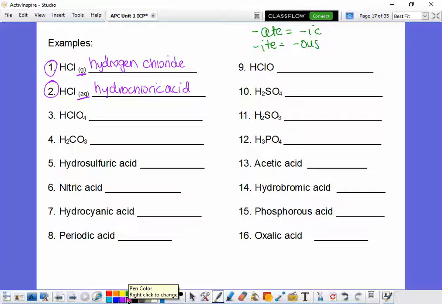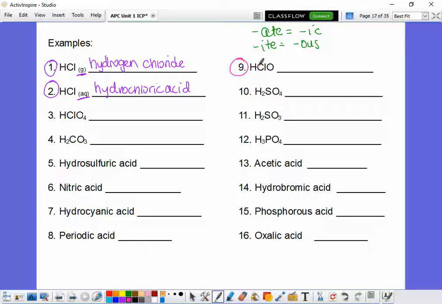Okay. So let's do a couple more of naming the acids, and then we'll do a couple of practice problems of going the other way. So let's look at number 9, HClO. It contains oxygen, so what will the name not have? It won't have hydro.